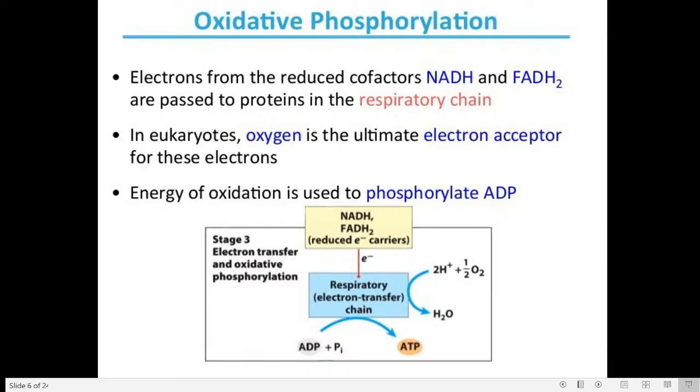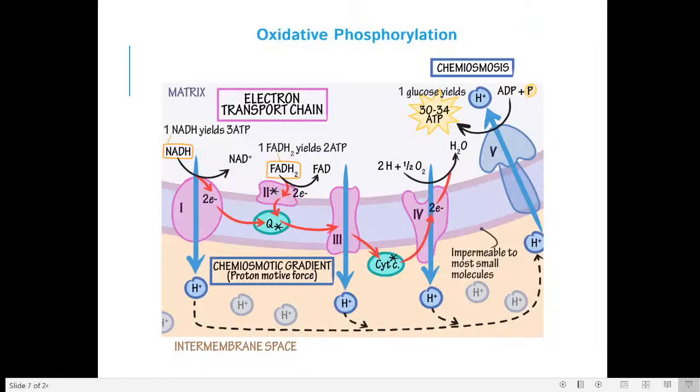So the energy of oxidation is used to phosphorylate ADP. The electron and oxygen binding make energy, and that energy is helpful for ADP phosphorylation. This is the overall process involved in the oxidative phosphorylation pathway. Here it's in the simplest form.